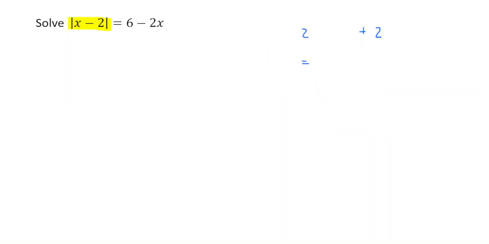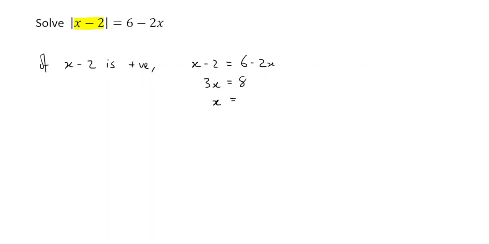So let's get rid of this. Get rid of that. Let's now try to solve our equation. Now remember, what we're interested in is whether this value inside the modulus is positive or negative. So if x minus 2 is positive, then the modulus isn't going to change the value, right? We're just going to have x minus 2 is equal to 6 minus 2x. And we can solve that. We get 3x is equal to 8. And so x is equal to 8 divided by 3.